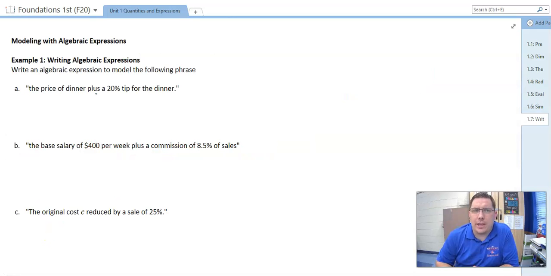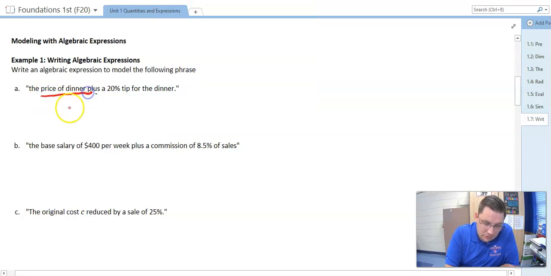So we're first going to look at how to model algebraic expressions. With example 1, we want to be able to write algebraic expressions from the phrases given. Example A says the price of a dinner plus a 20% tip. When we talk about this, we need a variable first, right? We don't know the price of the dinner, so we could use the letter D for this.